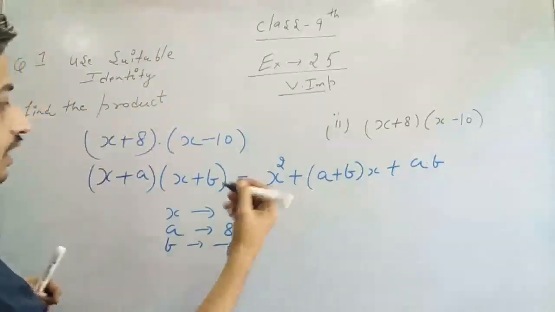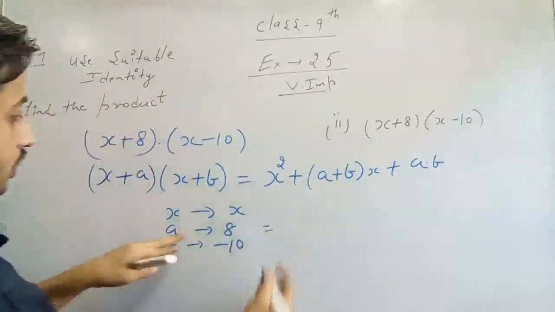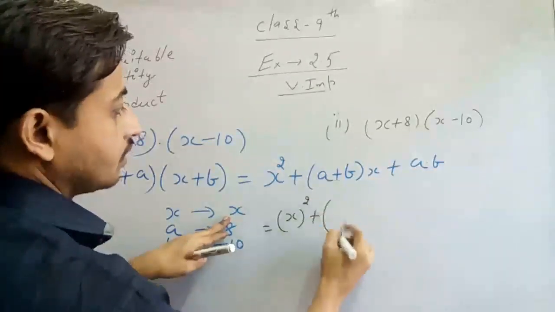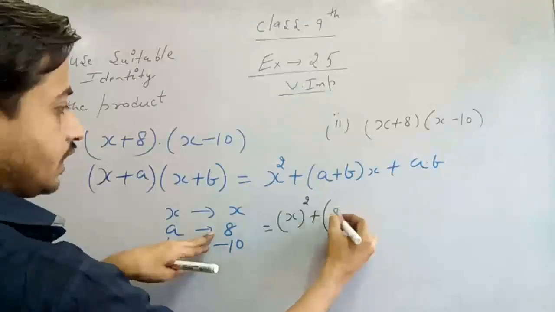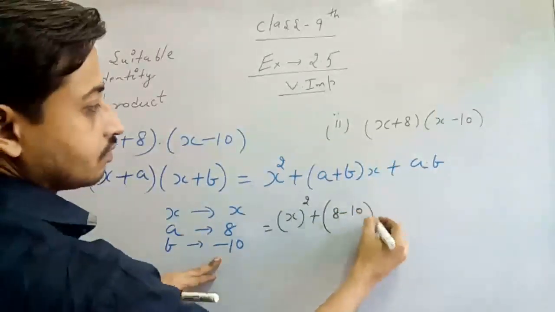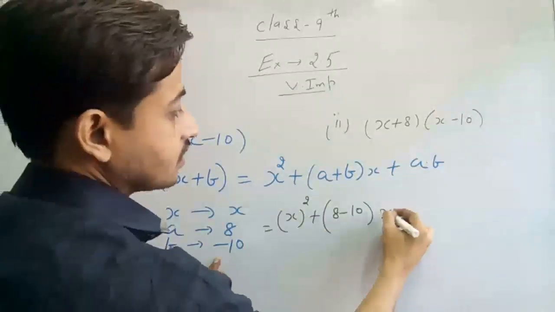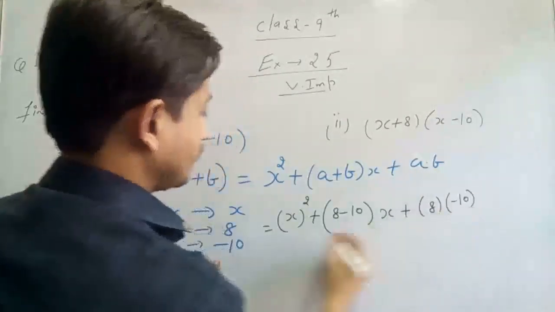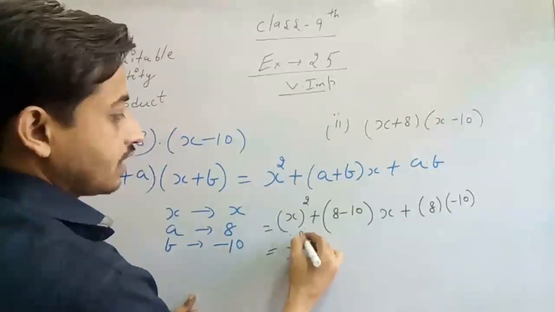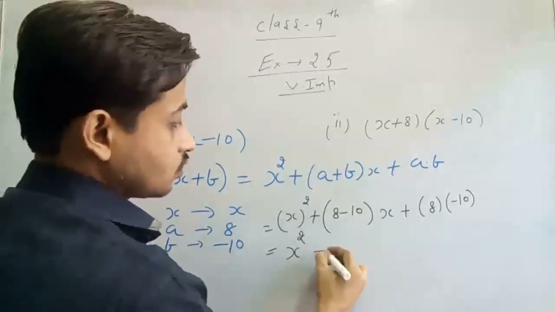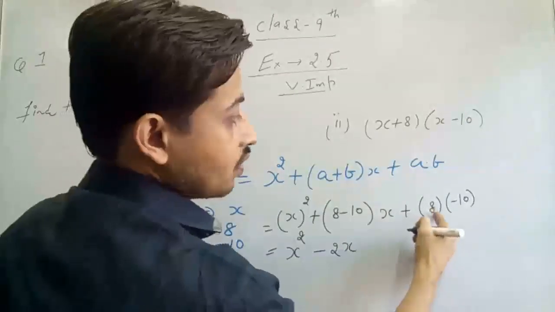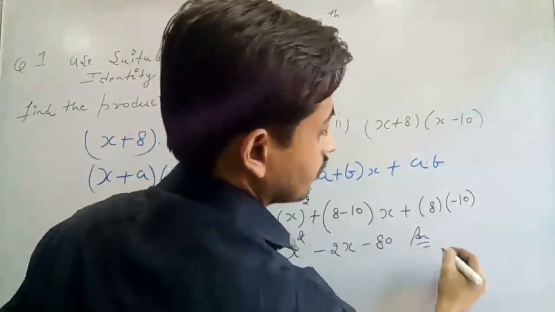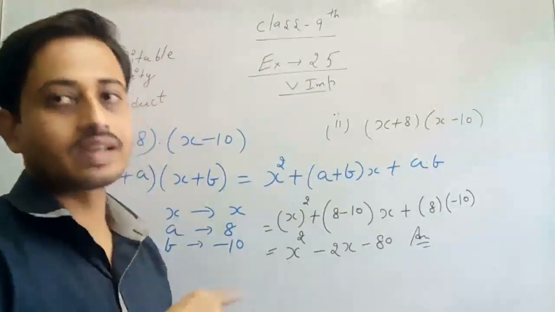Now put it on the right hand side. What we get? x square, as we know x is written as it is, plus (a + b), where a is 8 and b is minus 10, into x as it is, plus a into b, 8 into minus 10. So we get the solution x square, 8 minus 10 is minus 2, so we get minus 2x. Now 8 into minus 10, we get minus 80. This is the answer. So please make a note.